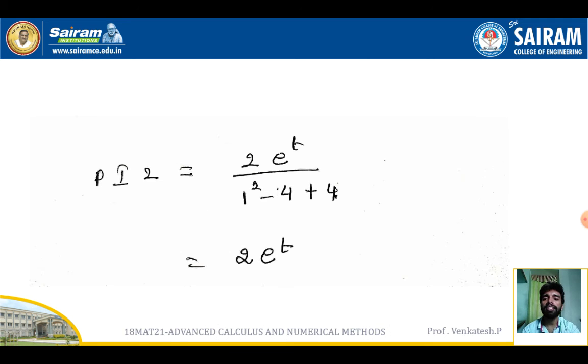Similarly, I am taking PI2. So PI2 is given by 2 e power t divided by D square minus 4D plus 4. Since here it is e power t, the t coefficient will be 1, so I am going to replace all the D terms by 1. So I will get 2 e power t divided by 1 square minus 4 plus 4. So 4 gets cancelled. The PI2 value will be 2 e power t.